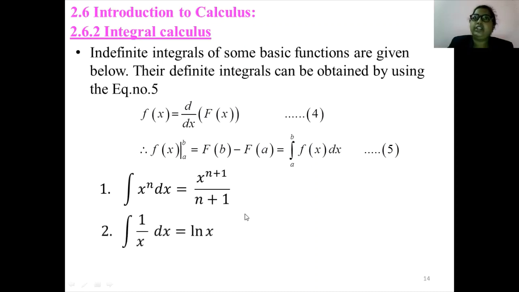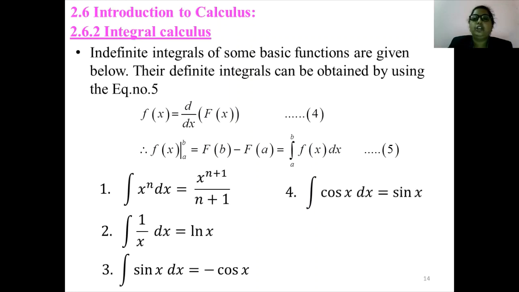Next, integration of 1 by x dx is equal to ln x, which is log x to the base e. Then the third one is integration of sin x dx is equal to minus cos x. Fourth one is integration of cos x dx is equal to sin x. And the fifth one is integration of e raised to x dx is equal to e raised to x.